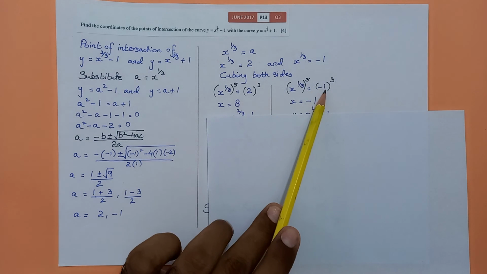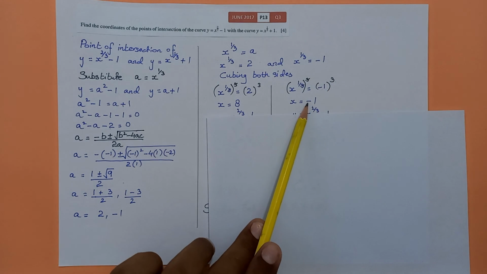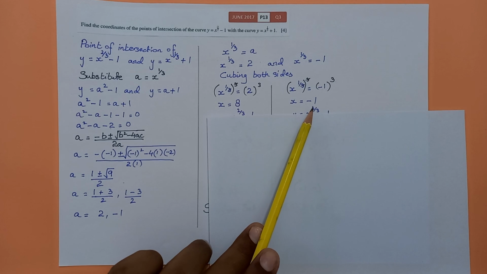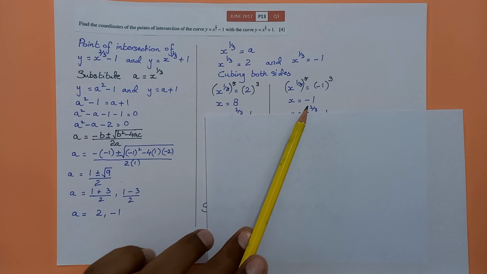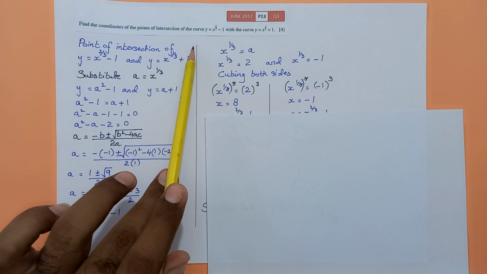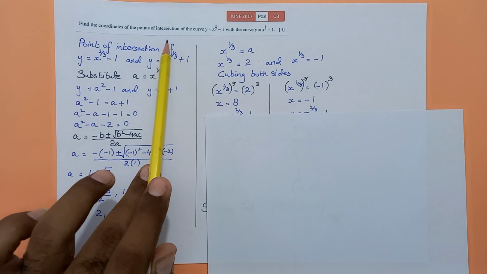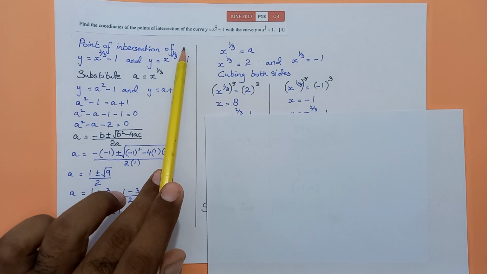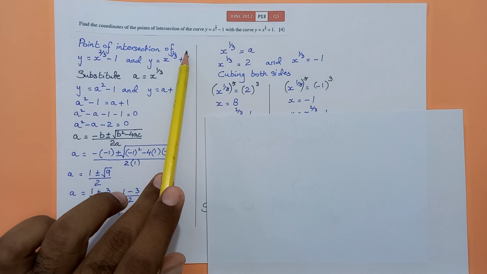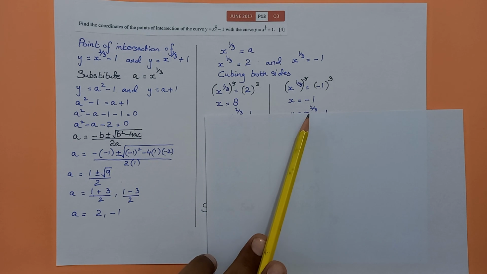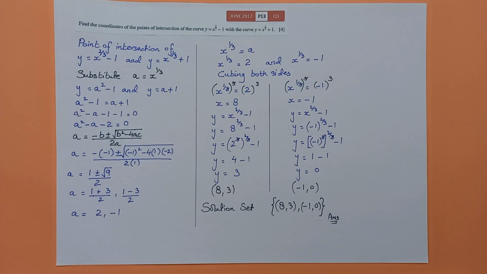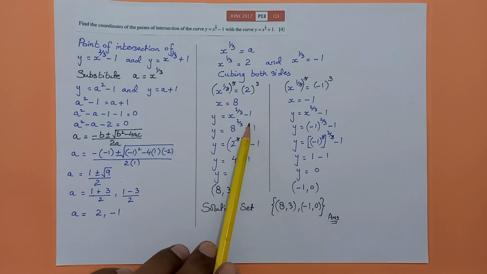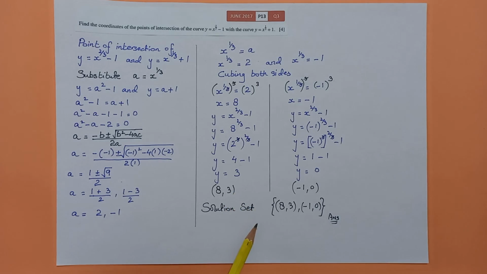Similarly, cubing over here, minus 1 cubed would again give us negative 1. That means the second point of intersection of both the curves will have an x coordinate of negative 1. They have not told us to just find the x coordinate, they have told us to find the coordinates of the point of intersection. That means we also have to find the value of the y coordinate. We have the two x coordinates. You can use any of the equations, whether the first one or the second one. Place the two values of x in the given equation, solve it and get the two values of y.